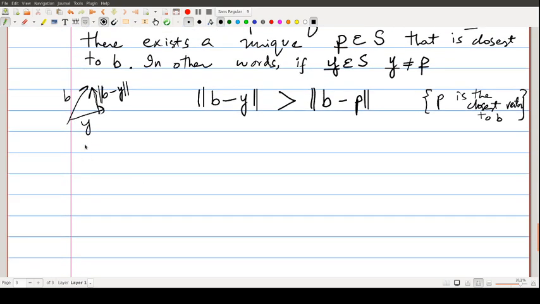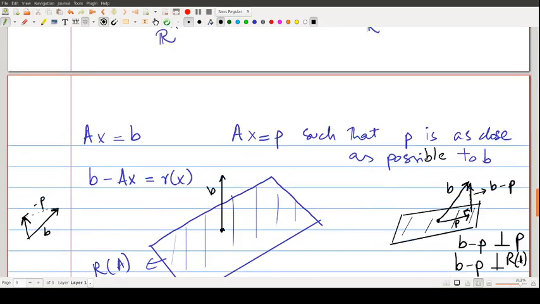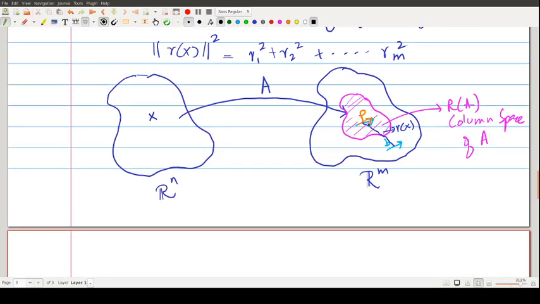And furthermore, the theorem is very nice. It tells you something else as well. Furthermore, it tells you that B minus P belongs to the orthogonal complement of S. So this B minus P vector that you're going to find, the distance of B from P, is going to be in the orthogonal complement.